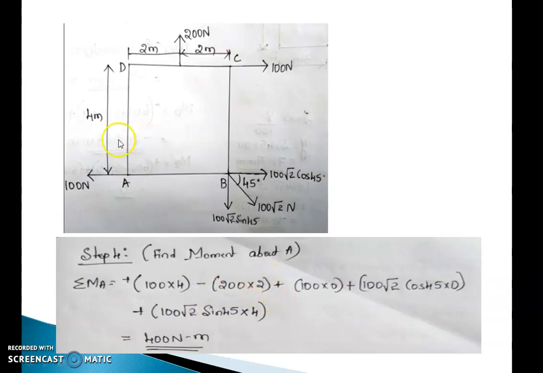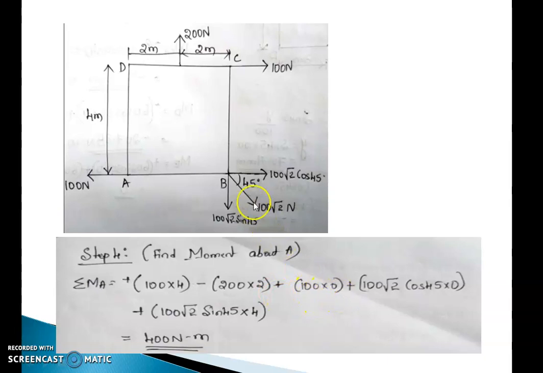Then coming to the third force, the 100 Newton, this starts from where we have considered the moment center. If a force converges or diverges from the moment center itself, the effect of that particular force towards the moment will be 0, because moment is nothing but force into perpendicular distance. There is no perpendicular distance from A to the point A, so it will be 100 into 0.